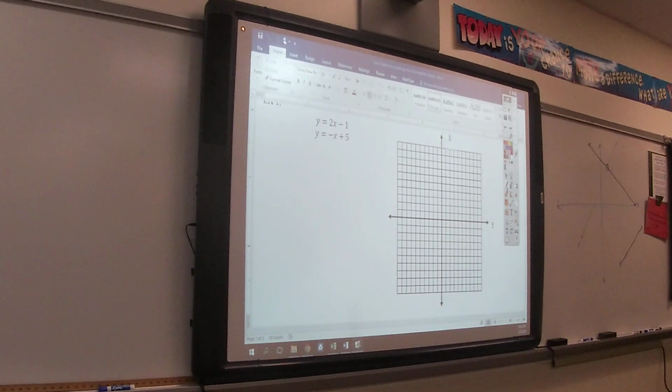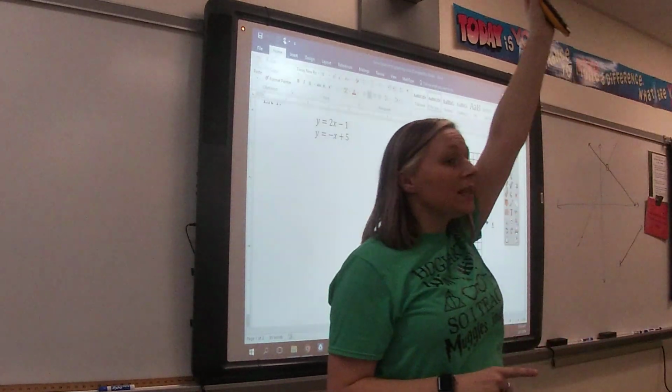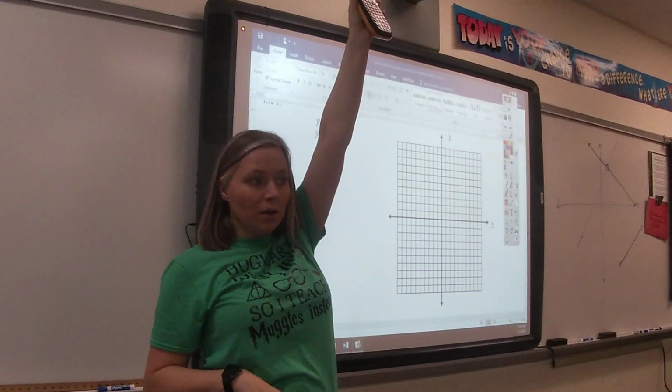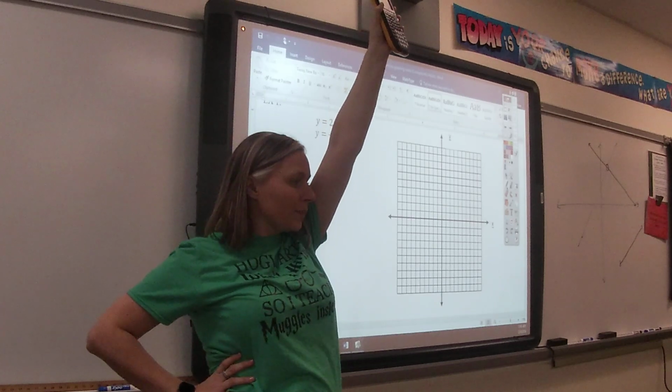Okay, and again, do we see these two lines on there? Yep. Okay, so knowing what we now know, are these intersecting lines, parallel lines, or the same line? Intersecting. Intersecting lines have how many solutions? One. And what is the solution?